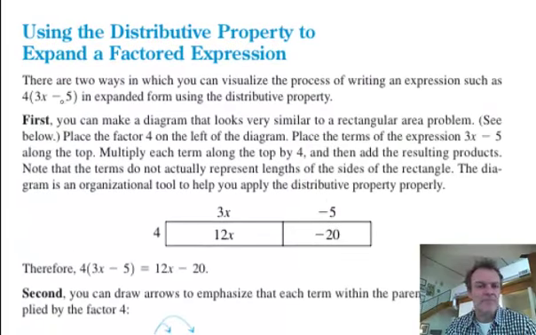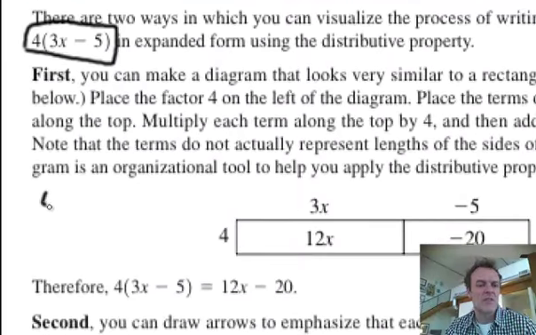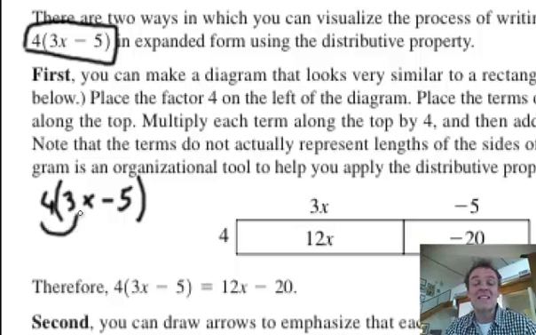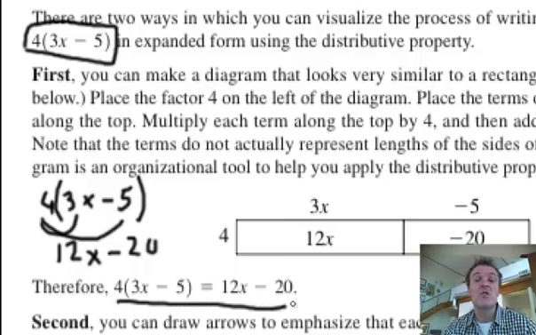If you know how to do this straight off, then all you're going to do is this. 4 times 3x minus 5, with 3x minus 5 in parentheses. 4 times 3x, 4 times 3 with an x is 12x. It's got a minus in between. And then 4 times 5 is 20. That's what it is if you just do the basic algebra.